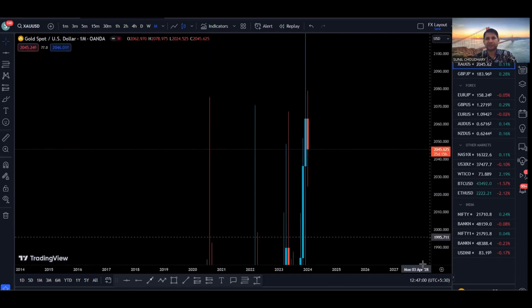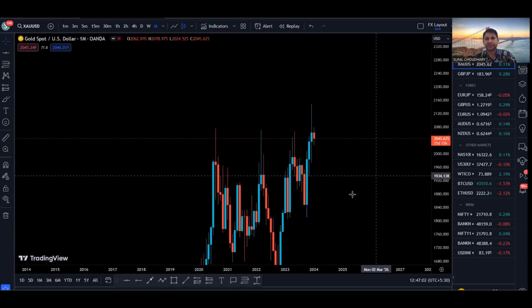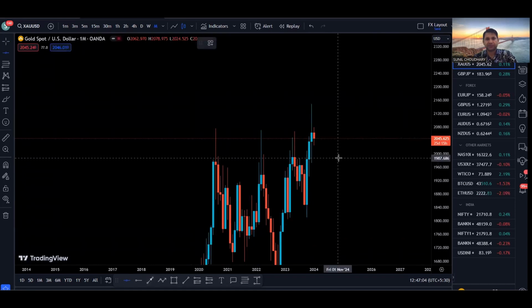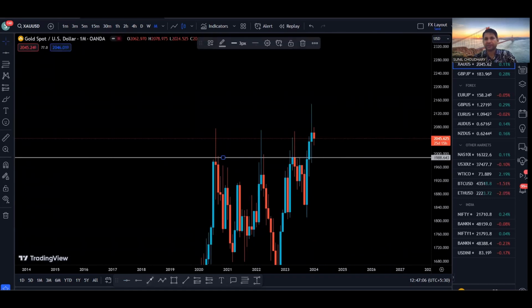We are on the gold monthly time frame, and we can see that this was a resistance. Now we got two monthly candle closes above this resistance, and if you look at the last monthly candle, we closed with a weak body and a rejection to the upside and to the downside.